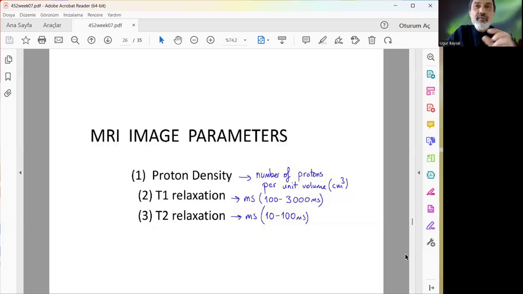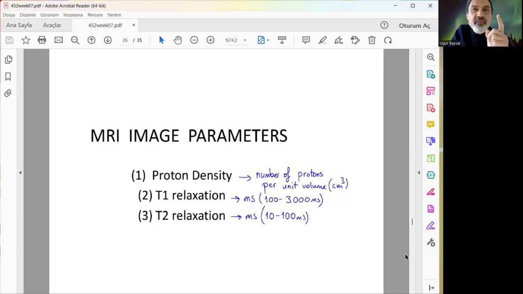For example, bones or skull contain much less water, so they send less signal. Air in the lungs, again, almost no water in the lungs, so very little signal is observed. But other tissues, especially soft tissues, are shown with very high signals in the MR images. The second parameter to be imaged is called T1 relaxation.